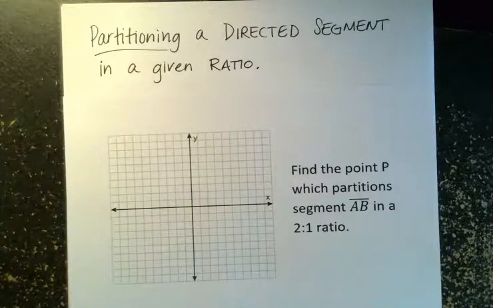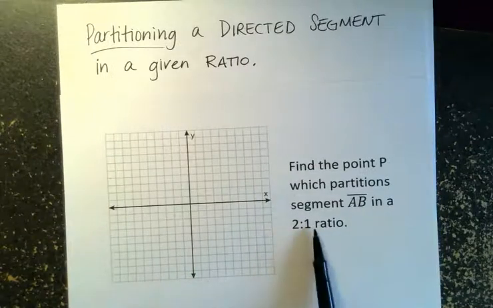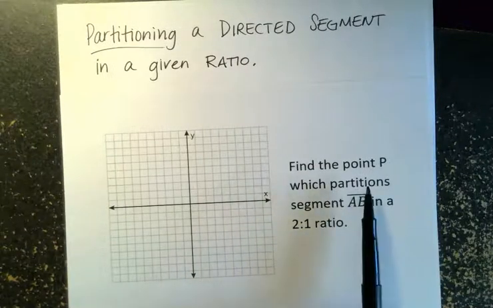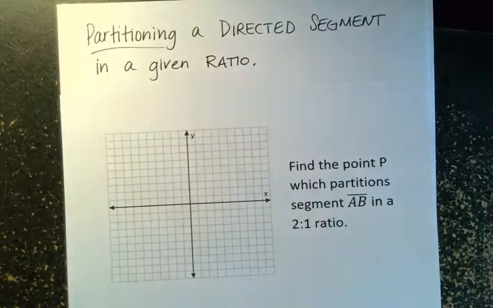I am here to show you a very straightforward example of using a formula to partition a directed segment into two pieces according to a given ratio. So what I mean is, here we're told a ratio. It says find the point P which partitions segment AB in a 2-to-1 ratio. And they're going to give me the coordinates for A and B, so let me put those on there.